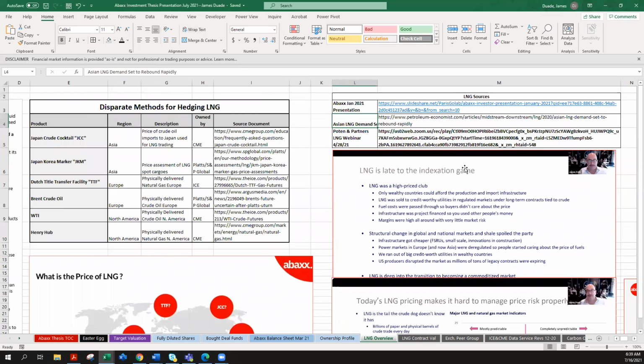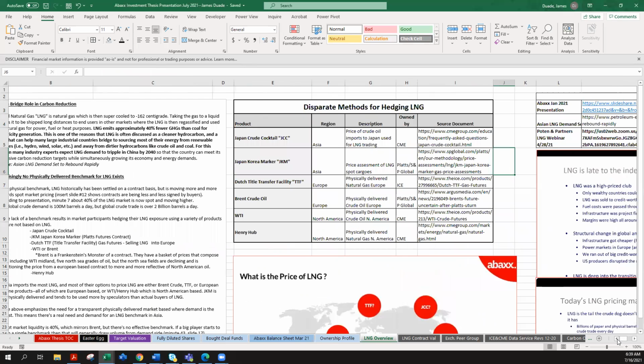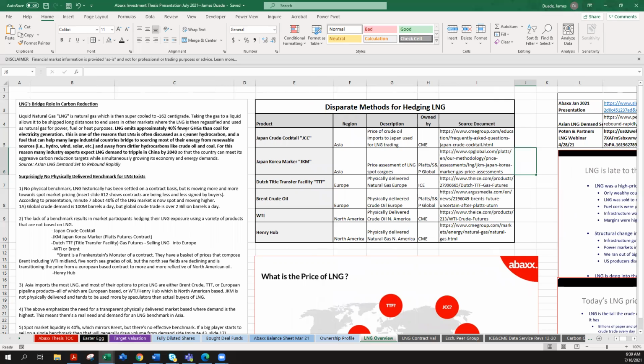I also have an article over here about Asian LNG demand and what that's going to look like over the next decade. And then the January 2021 Abaxx presentation has a number of slides discussing the LNG contract and the thesis behind that. So I have a slide down here that's relevant. There have been a number of people, including Luke, who's a wonderful resource for Abaxx. He's put together two articles on LNG and carbon credits, and I highly recommend people take a look at that. I'm going to cover it at a pretty high level. I'll discuss it in the article as well. I put some detailed notes over here if you want to take a look at that as well.